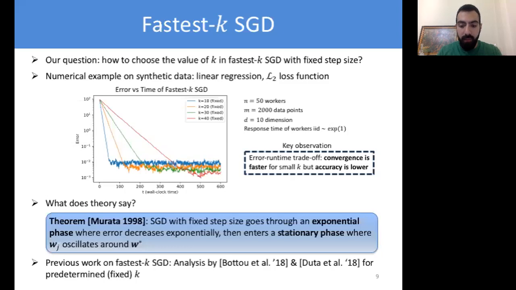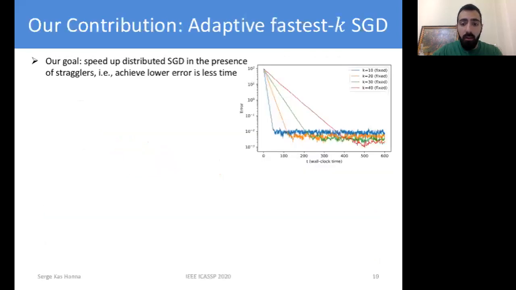Fastest k SGD has been studied by Bottou et al. and Dutta et al. for a predetermined fixed k, but the problem of optimizing the error-runtime trade-off in terms of k has not yet been studied. In our work, we speed up distributed SGD in the presence of stragglers by optimizing this trade-off, meaning we want techniques that achieve lower error in less time. By looking at the graph shown before, what we really want to do is to hit the envelope of these curves in order to get the best of all worlds.